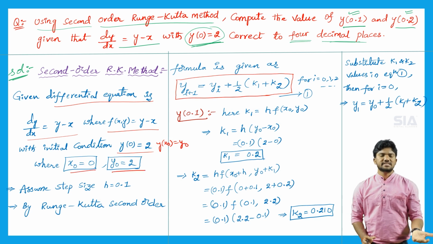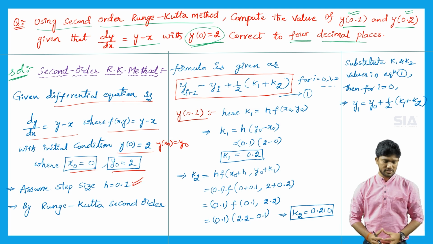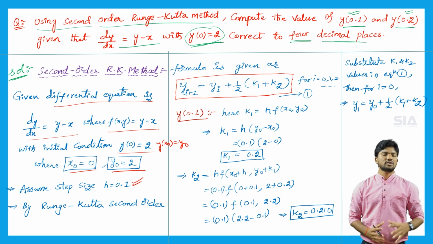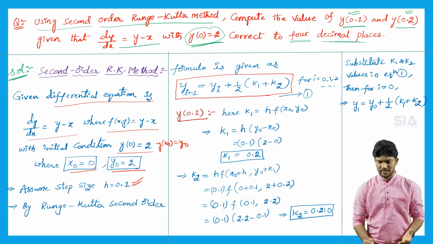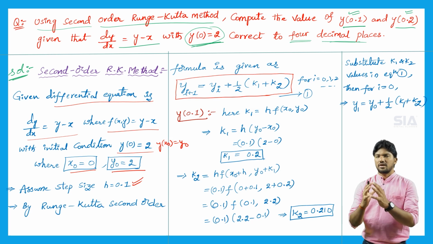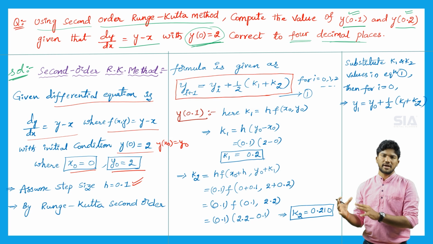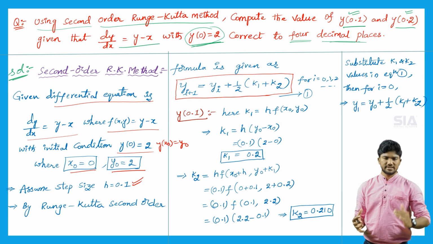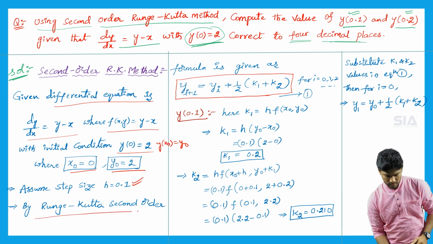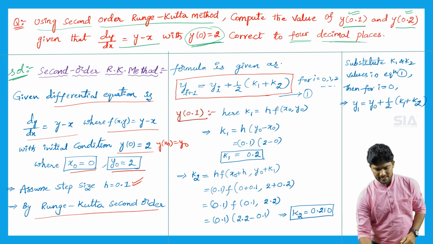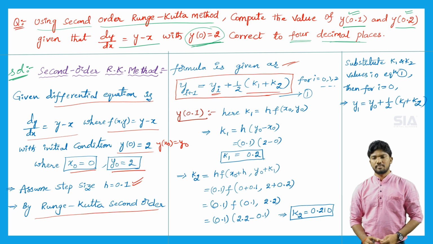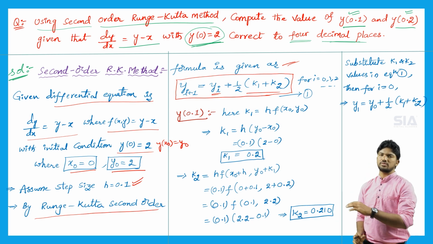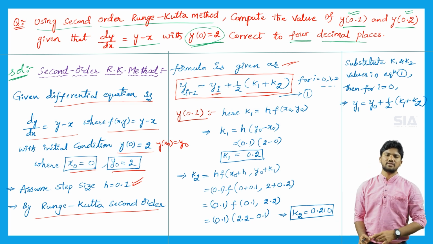Assume step size h is equal to 0.1. Why? Because in this method also we have to assume the step size, and based on the given function, the values y of 0.1 and 0.2 are required. So if we take h is equal to 0.1, then the Runge Kutta second order method formula is given as y suffix i plus 1 is equal to y suffix i plus 1 by 2 into k1 plus k2, for i is equal to 0, 1, 2, 3 and so on. That is the general formula.